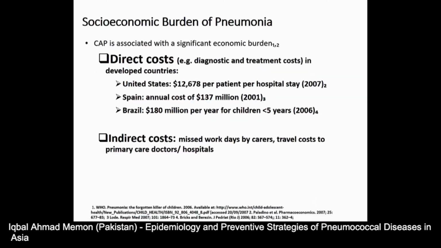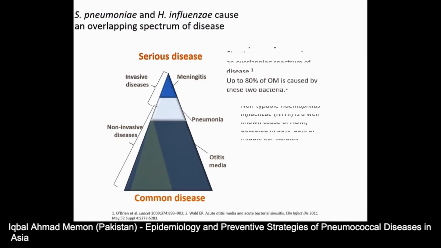And so we have a lot of deaths, we have a lot of morbidity, but we also have, along with it, drug resistance, as we all know, adding to the problem of management of pneumonia and leading to more complications and deaths. There is a socio-economic burden of pneumonia called direct costs, and you can see these are calculated in US dollars, and there are also indirect costs, so missed work days by the caregivers and terrible costs for primary care doctors and hospitals.